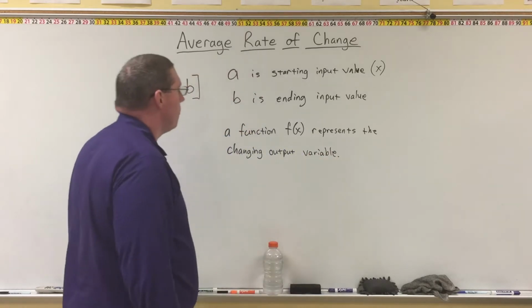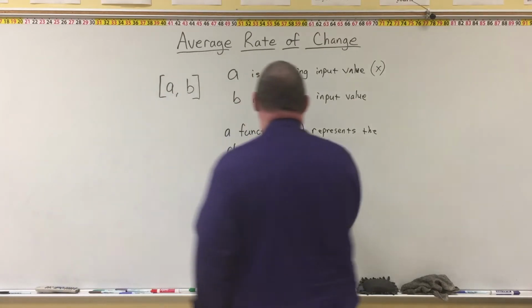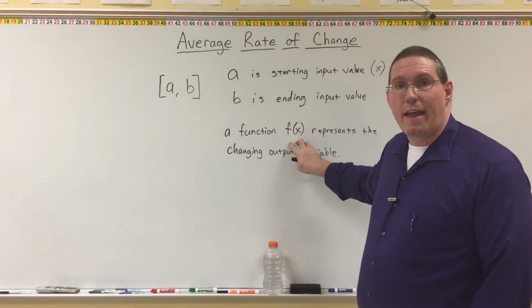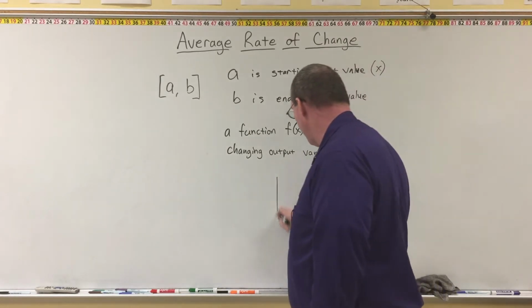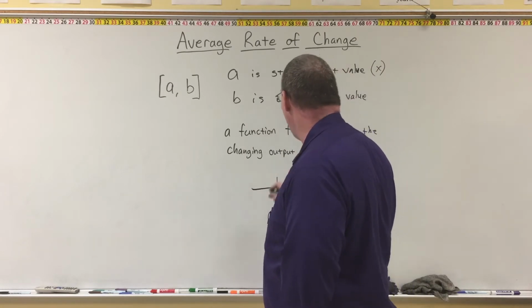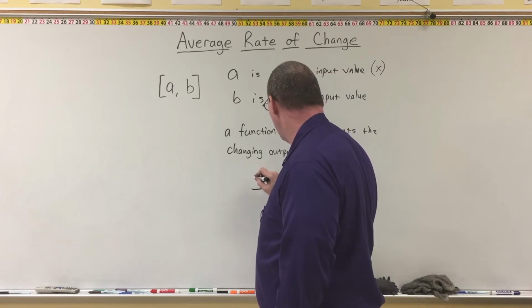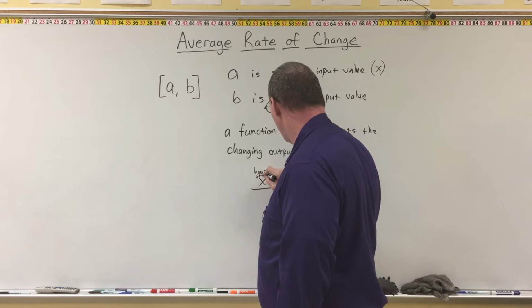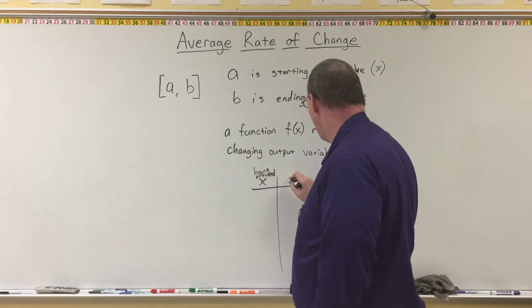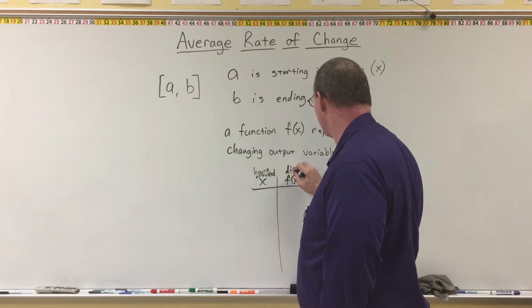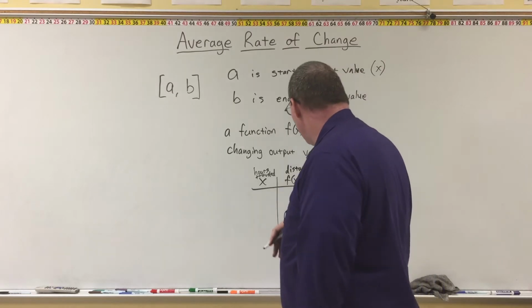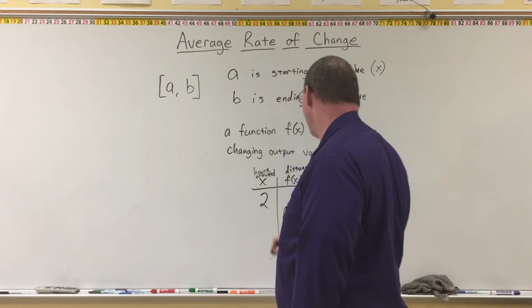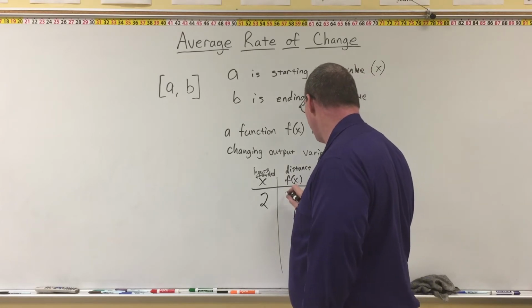So, for example, let's say that f of x is representing the distance that a car has traveled on a trip, okay? So let's say we have, and we'll make a table of values here, and let's say that x is representing hours traveled, okay? Hours traveled, and f of x is representing distance traveled, okay? So let's say after 2 hours of driving, you've gone, let's say, 105 miles.